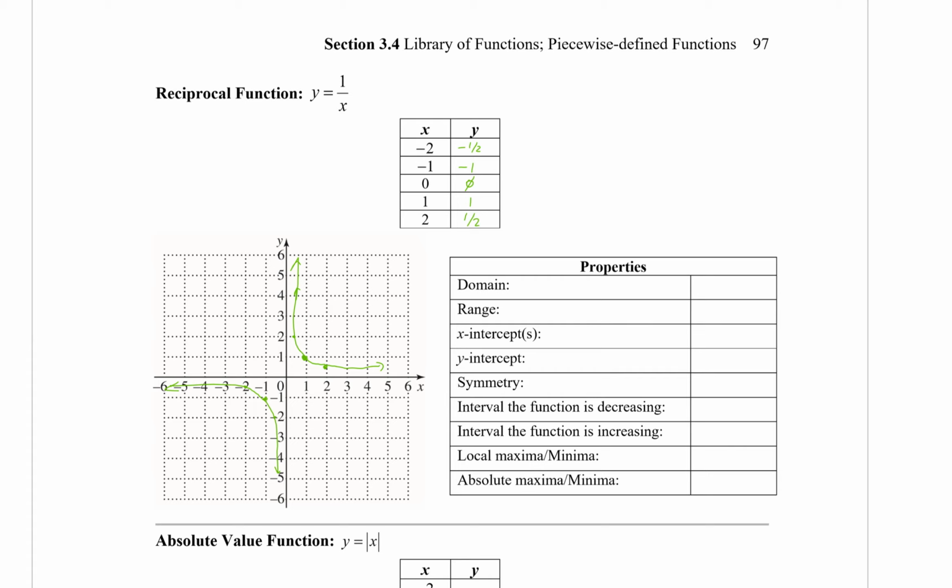It has a horizontal asymptote, which is the x-axis, and let me put that in red. And it also has a vertical asymptote, which is the y-axis.